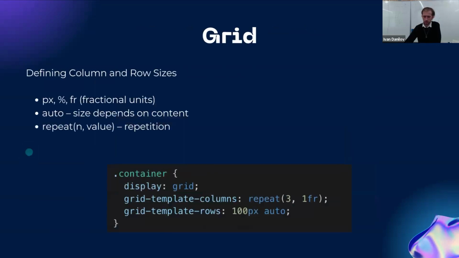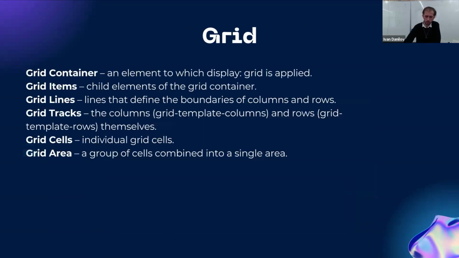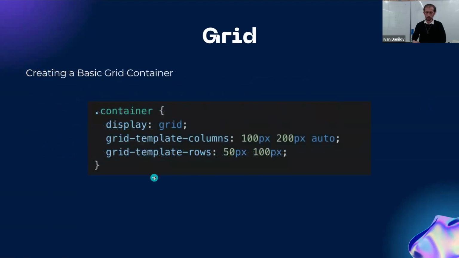Okay, so let's have a quick overview of our grid and how it works. For the grid, we have these terms: grid container, grid item, grid lines, grid tracks, grid cells, and grid area. Recently we worked with tables, and grid is a little bit similar to tables, but at a more advanced level, for styling and for thinking. Let's have a quick overview of everything.